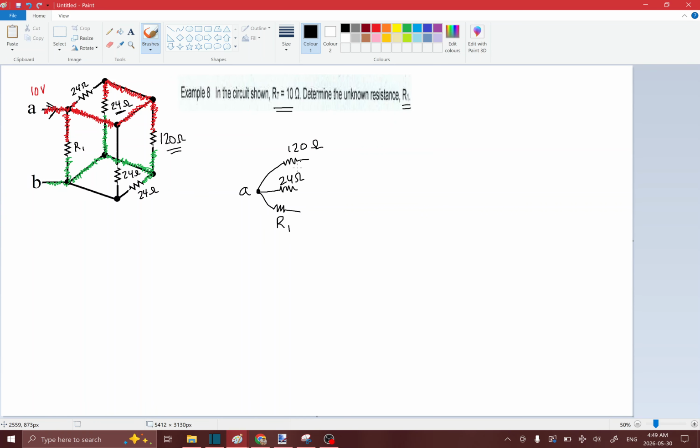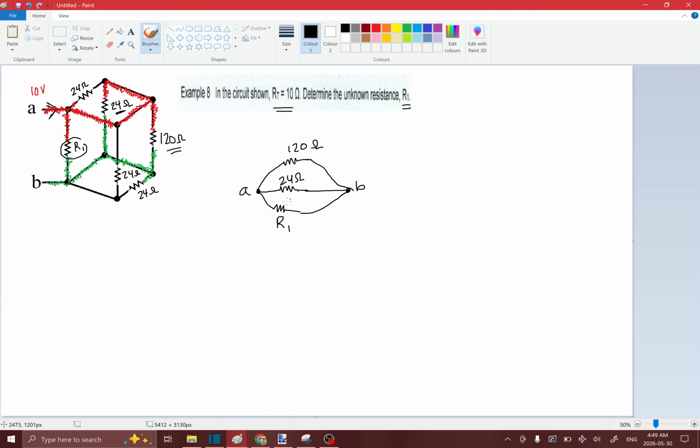Okay, if it goes through the 24 ohm resistor, then it's going to go down and then straight to B. So that's going to connect straight to B. If it goes through R1, then it's going to go down and connect straight to B. So R1, that to B. And if it goes through the 120 ohm resistor, well, it's going to just go and connect straight to B, like that. So that's kind of the flow of the electricity simplified.